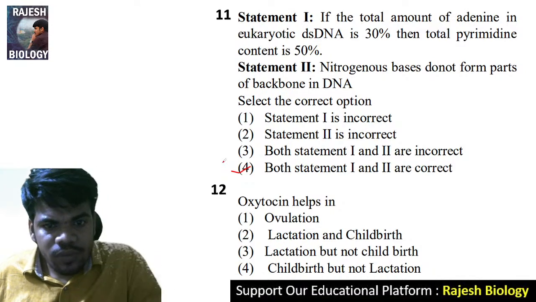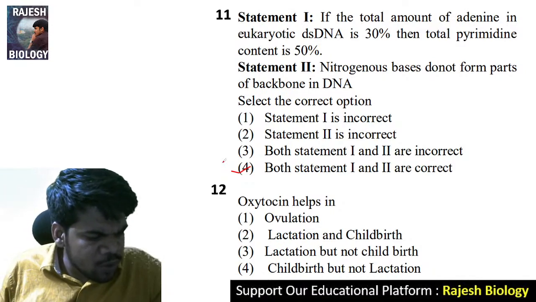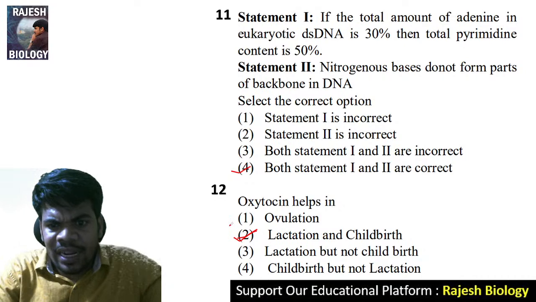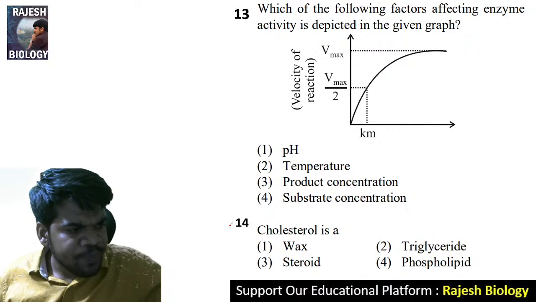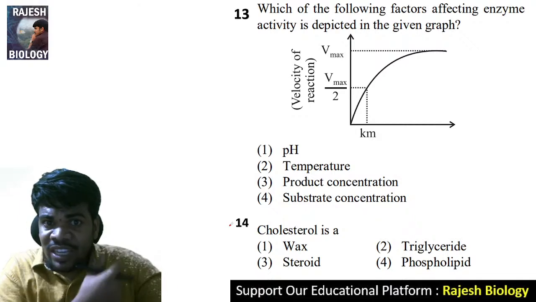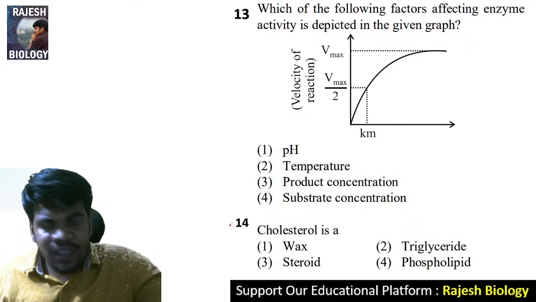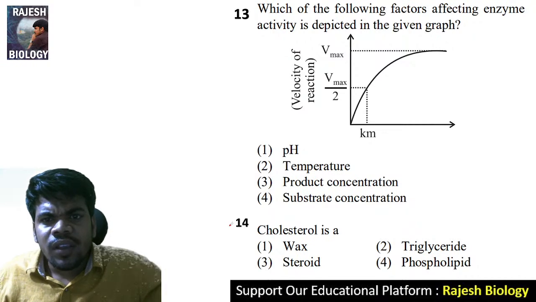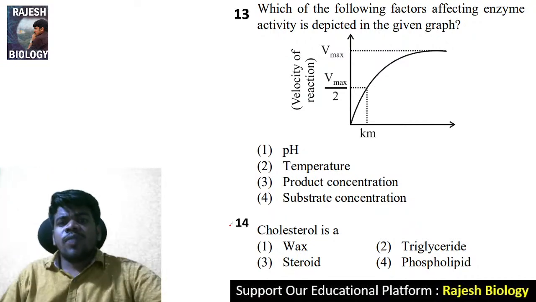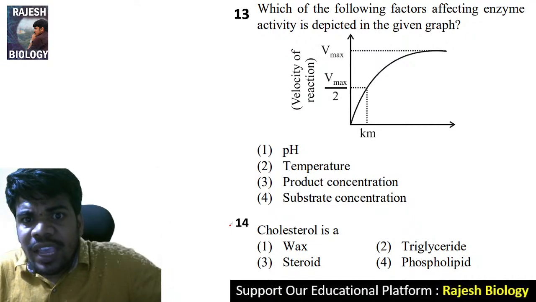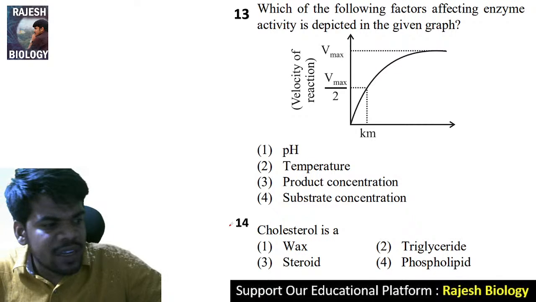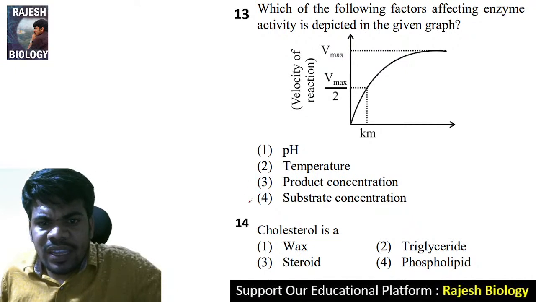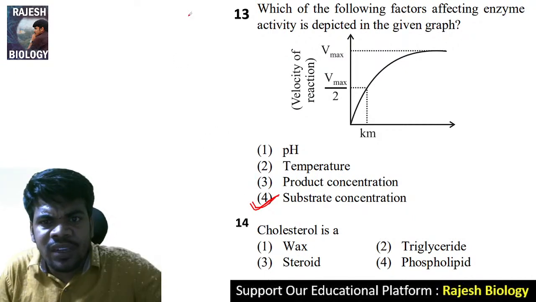Next, 12th question. Everybody knows the answer and everybody gives the right answer also. Very good, that is the 2, oxytocin. Helps in lactation and childbirth. Very good. 13th question. Which of the following factors affecting enzyme activity is depicted in the given graph? So the 13th one. It is substrate concentration only that will depict the graph.